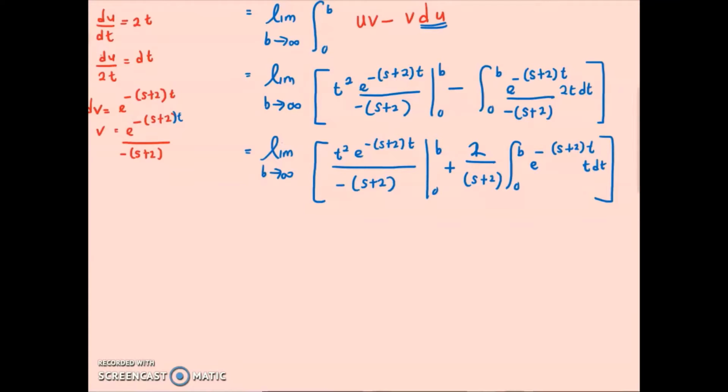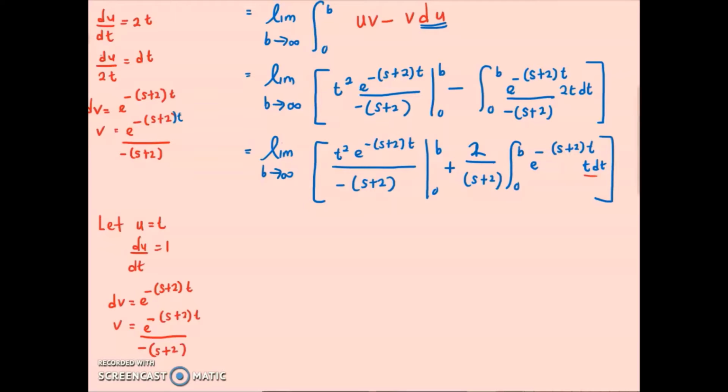Okay, so now we can apply integration by parts one more time here. So how we want to do it, we'll let u equal t. So we have du/dt equals 1 and dv equals e^(-(s+2)t). Integrating dv gives you v, e^(-(s+2)t) over -(s+2).